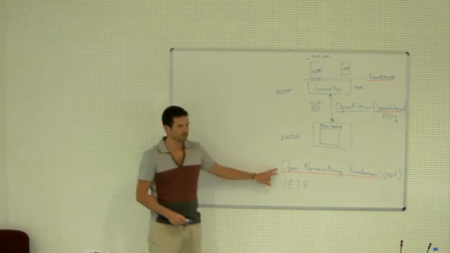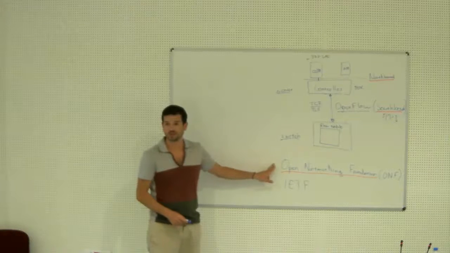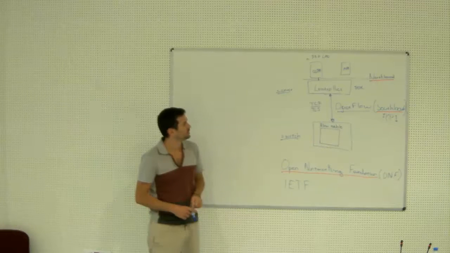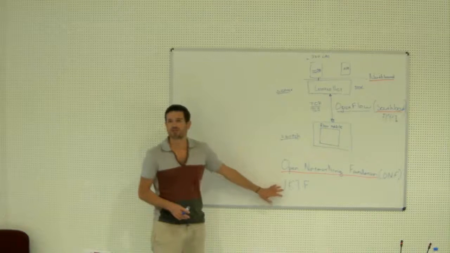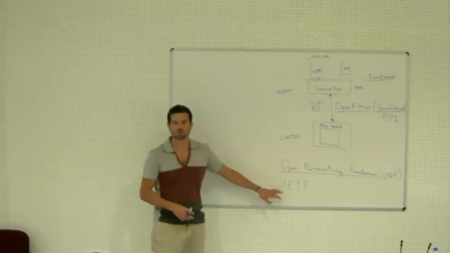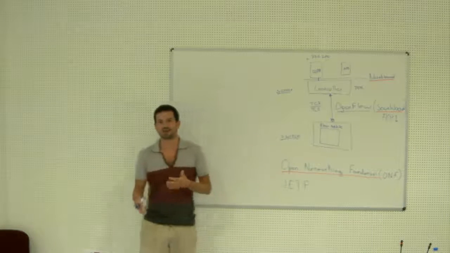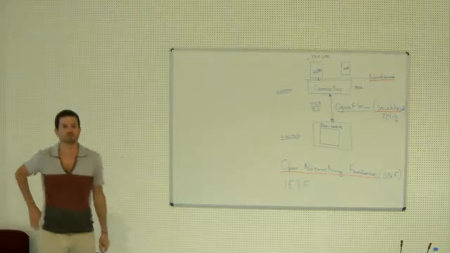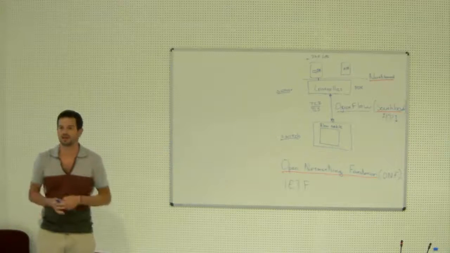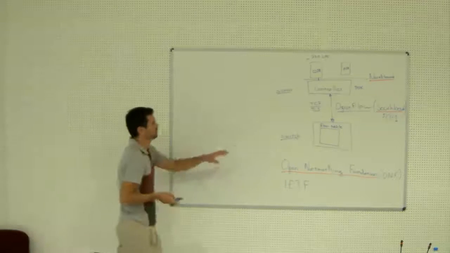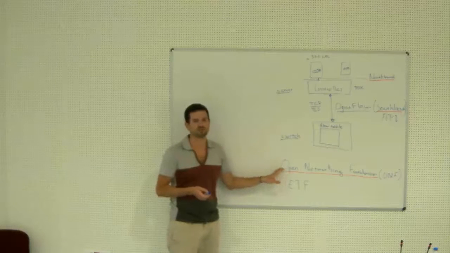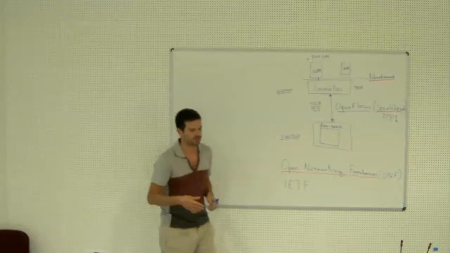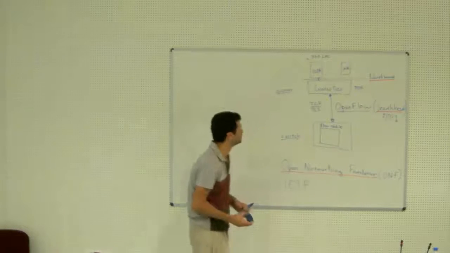So basically, a different body was chosen and was established to standardize OpenFlow. I don't really know why. I think part of the reason was that sometimes it can take significant time to standardize something in the IETF because it requires multiple parties to agree and so on. So the developers of OpenFlow established a new body that's called ONF, and its job is to promote and standardize OpenFlow.